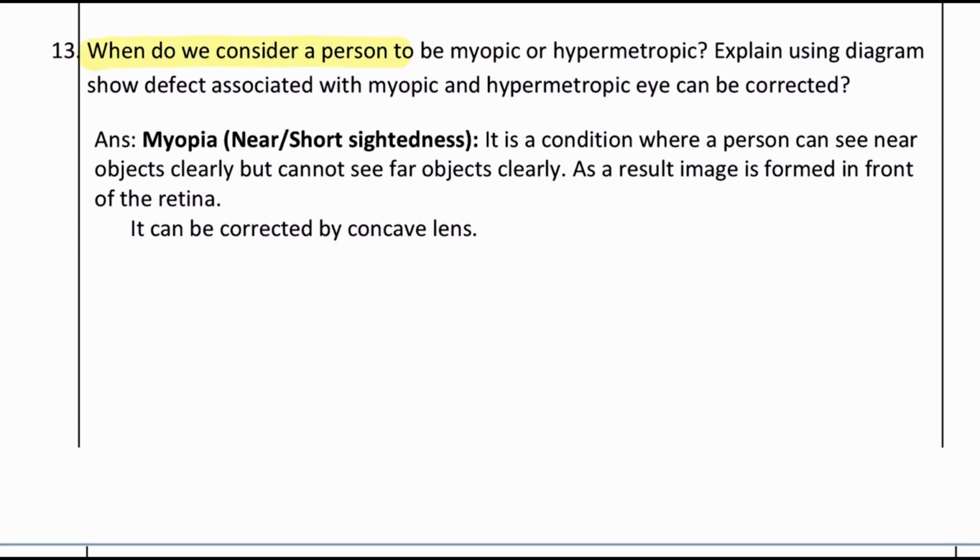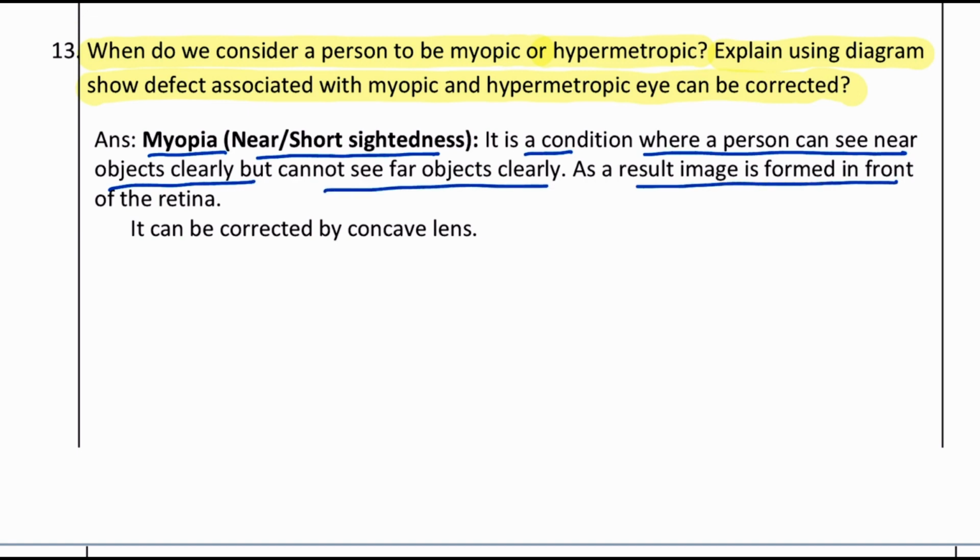When do we consider a person to be myopic or hypermetropic? Explain using a diagram. Show how the defect associated with a myopic or hypermetropic eye can be corrected. Okay, myopia, near or short sightedness. It is a condition where a person can see near objects clearly but cannot see far objects clearly. As a result, the image is formed in front of the retina. It can be corrected by a concave lens.